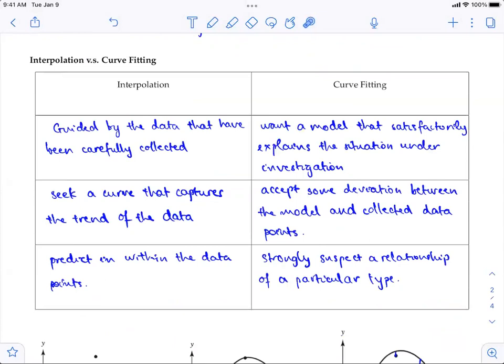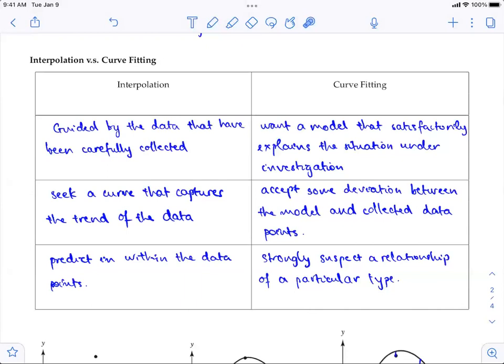The second difference is that interpolation is a curve that captures the trend of the data, while curve fitting accepts some deviations between the model and the collected data points. Interpolation is used to predict some measurement within the data points, while curve fitting strongly suspects the relationship over a particular time frame.